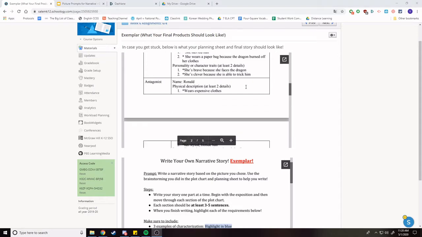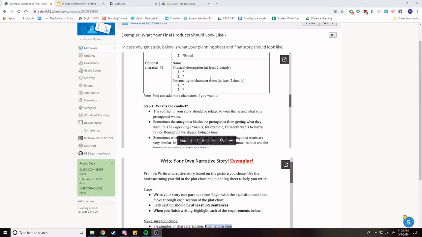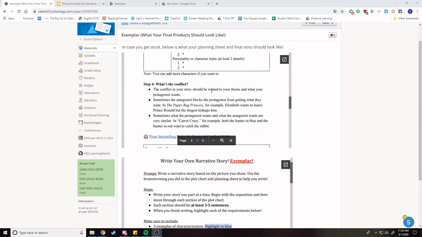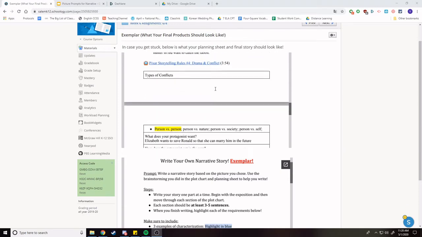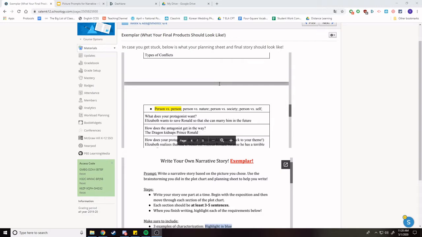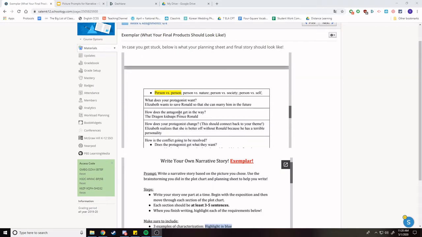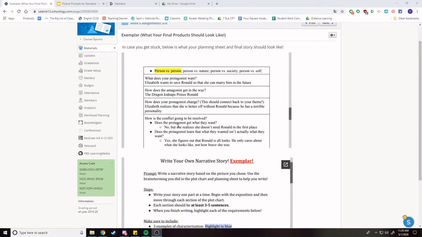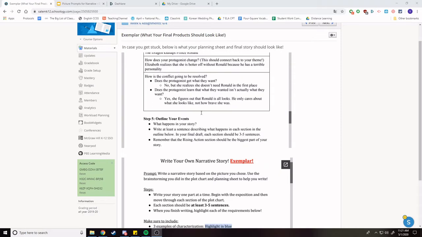The document is also going to ask you, once you finish this characterization part, what's the conflict of the story? So what is the problem that the story has? What does your protagonist want? How does the protagonist get in the way? How does your protagonist change throughout the story? So your conflict, in a way, helps the character develop and have some personal growth. So how is that going to happen in your story? If you plan this out, it'll be much easier to write it later, I promise you.